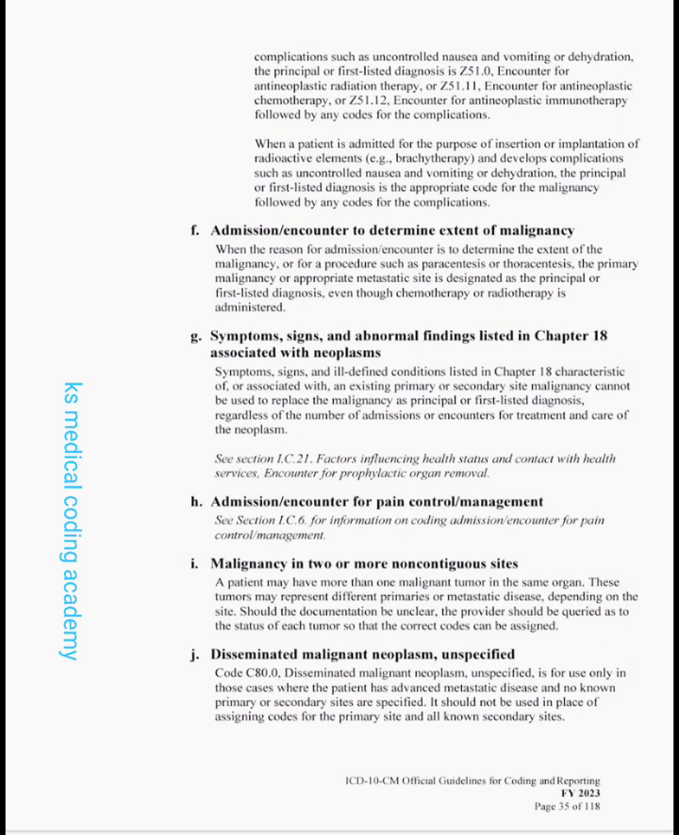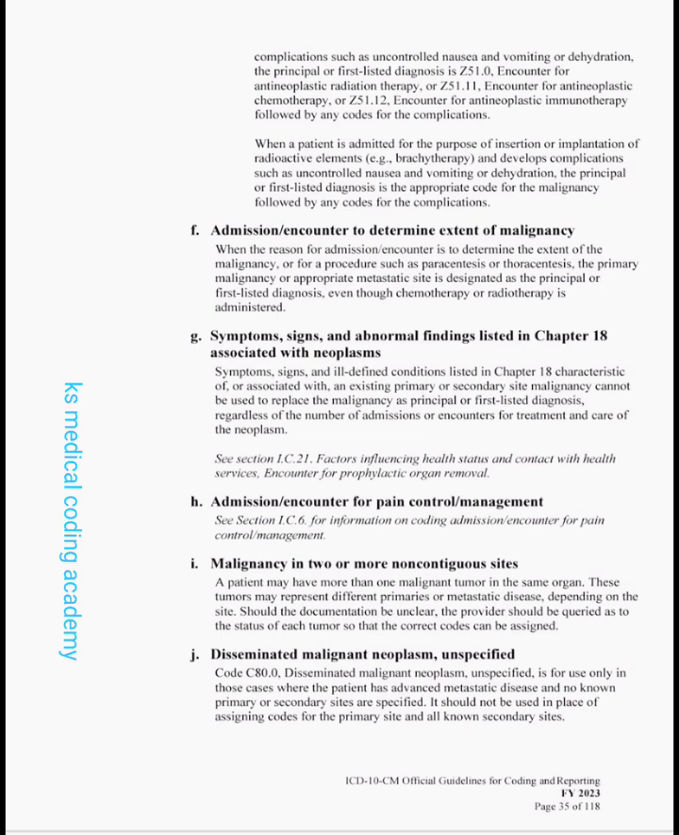H. Admission, encounter for pain control, management. See section I.C.6, for information on coding admission, encounter for pain control, management. I. Malignancy in two or more non-contiguous sites. A patient may have more than one malignant tumor in the same organ. These tumors may represent different primaries or metastatic disease, depending on the site. Should the documentation be unclear, the provider should be queried as to the status of each tumor so that the correct codes can be assigned.